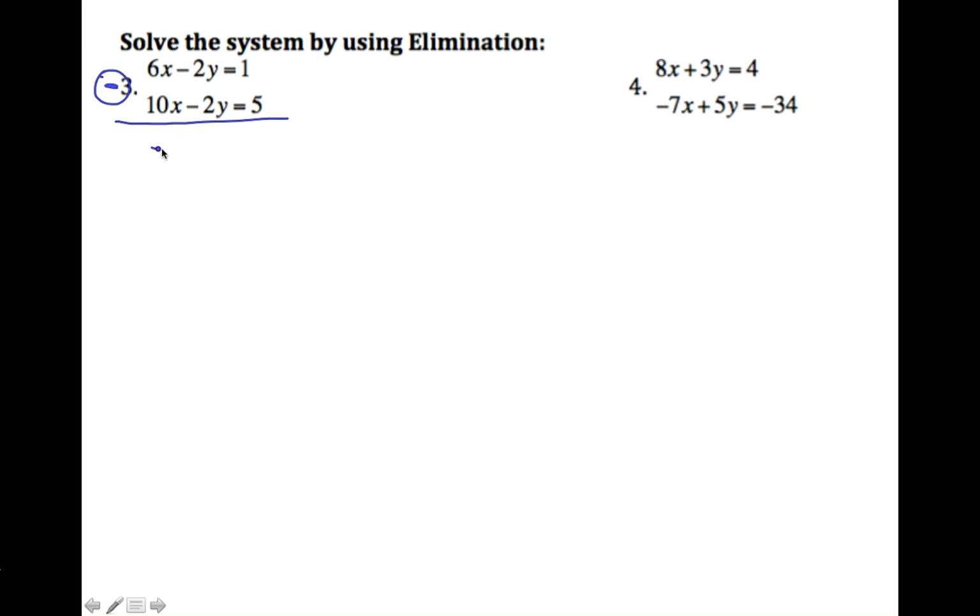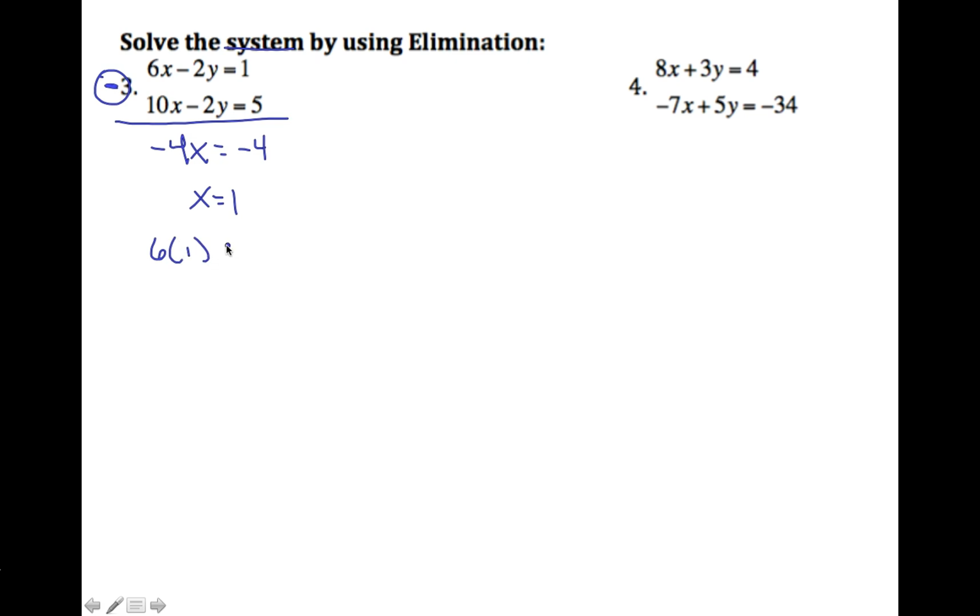6x minus 10x is negative 4x. Negative 2y minus negative 2y is 0. 1 minus 5, negative 4. Divide by negative 4, we get x to be 1. We are solving the system, which means we need an x and a y. So now you need to find y, and you can use either equation. It doesn't matter. I'm going to use the top one.